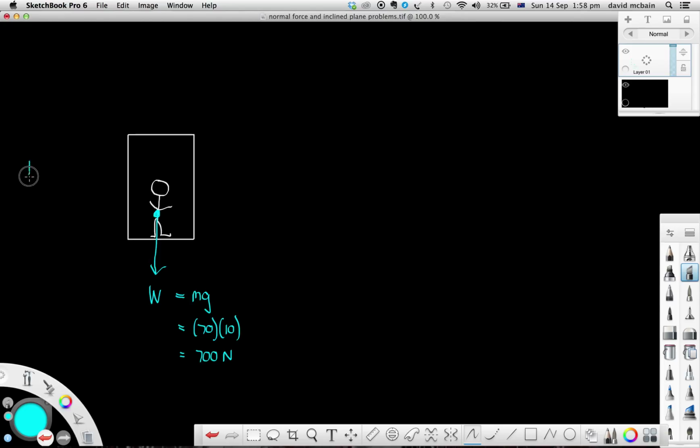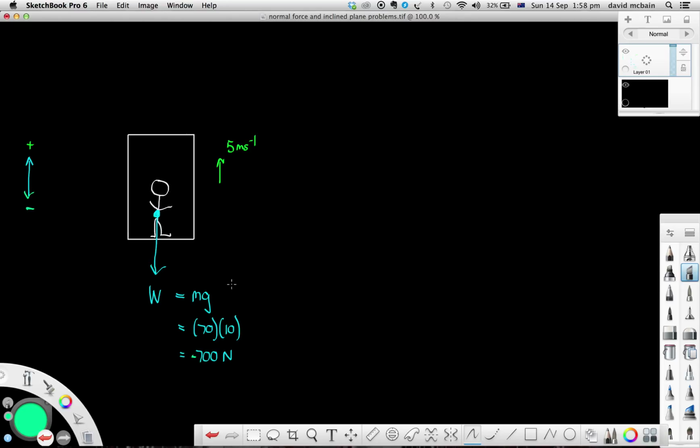Actually, before we proceed, we want to designate our positive and negative directions. Because this person's moving in the upward direction, the whole elevator is moving up with a velocity of 5 meters per second, actually. We'll designate up as positive, and therefore we'll designate down as negative. So in actual fact, the value of the weight force is negative 700 newtons.